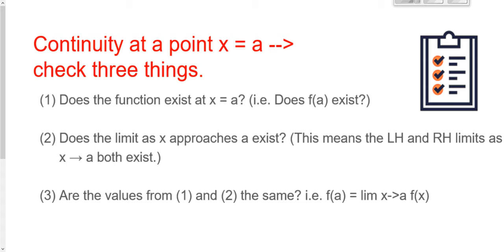First of all, does the function actually exist at that location? So is there a point? Is there a value that is defined at that location? That's the first criterion. Secondly, does a limit exist as you get closer to that value from both sides?